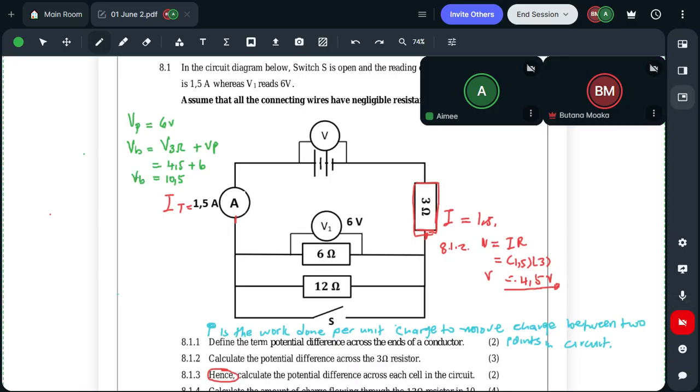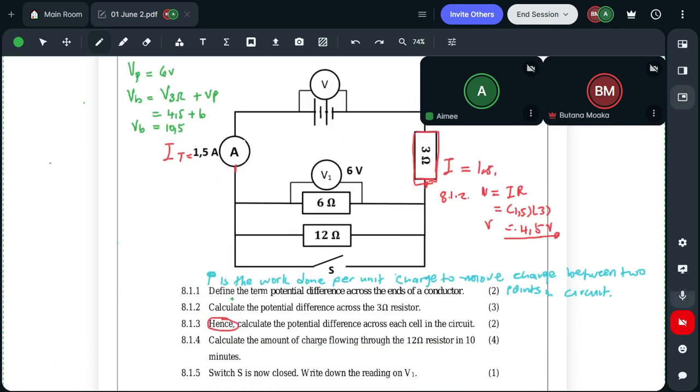You understand? Yeah. Okay. But now, the question does not need the voltage of the battery. They want the potential difference across each cell in the circuit. Do you know what we need to do next? Divide by 2? Exactly. Wow.